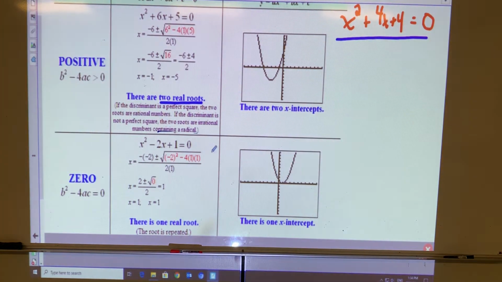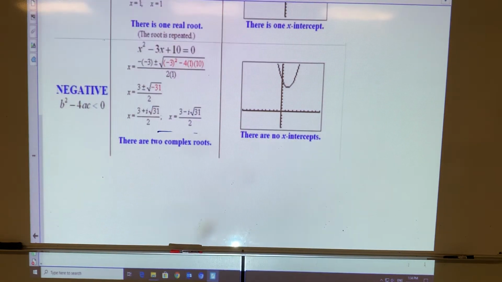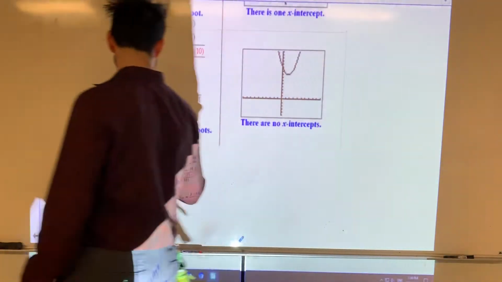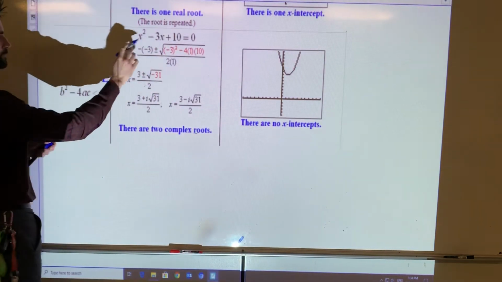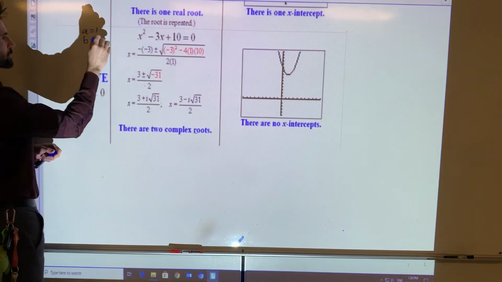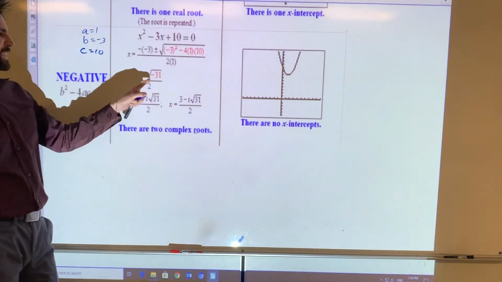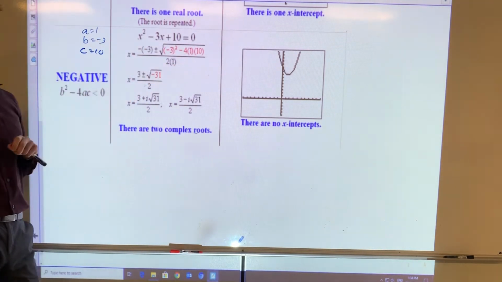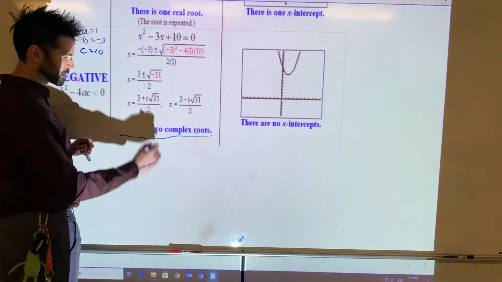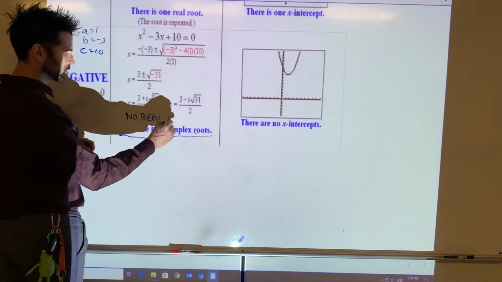The last thing that could happen is if the discriminant is negative, then you get no real roots. So this particular one, different quadratic: the A value is 1, B value is -3, C value is 10. Check out the discriminant, you get -31. Well, we can't do the square root of -31, not in the real number system. It says there's complex roots, but let's just say no real roots.